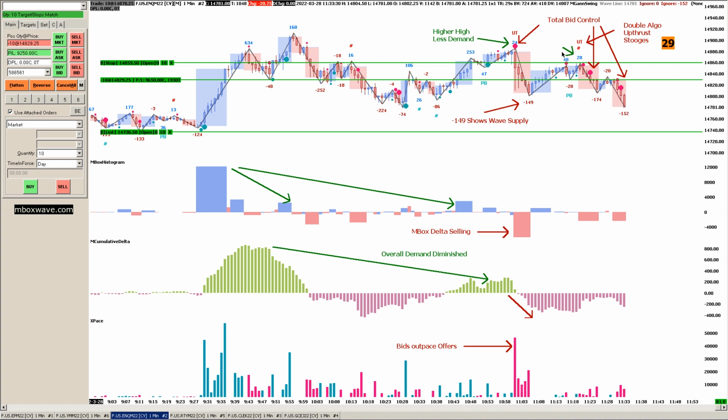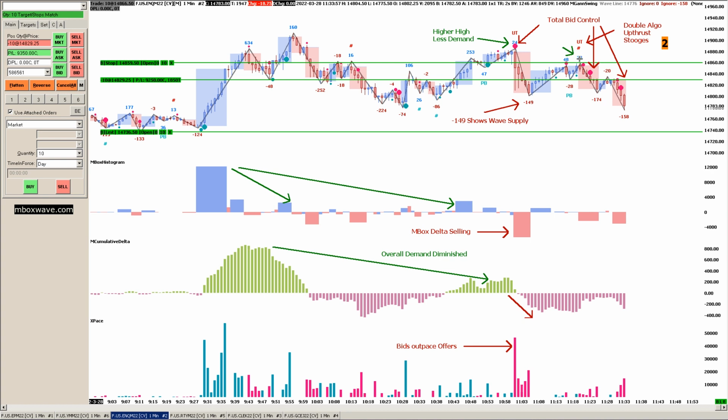All right, so there are more things I want to talk about, but if we count the points of confluence here, we've got the double algo, that's 2. Look, we've got 3 total control dots. Well, at the time trade, there was 2, so that's another 2 points. That's 4 points. We see this wave supply, 5 points, higher high, less demand, 6 points.